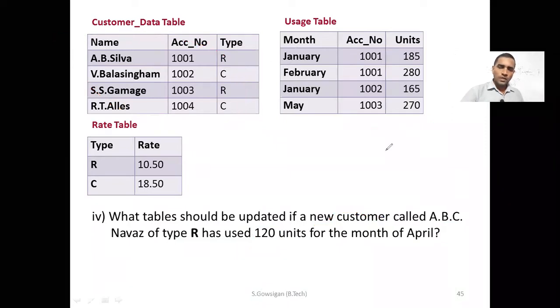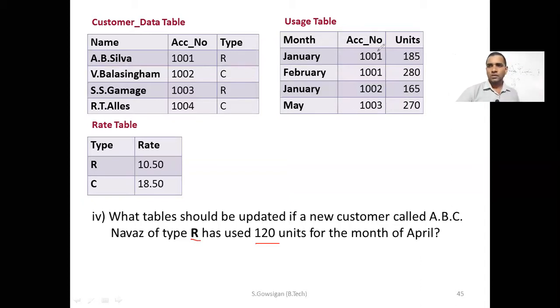Suppose Navas is an existing customer. Assume this in this question. He is not new. He consumed 120 units. So now what are the tables to be updated? Only the usage table. You don't need to make any changes in the customer data table because he is there. But in this question, these two tables are to be updated. The customer data table needs an updation and the usage table also needs an updation.